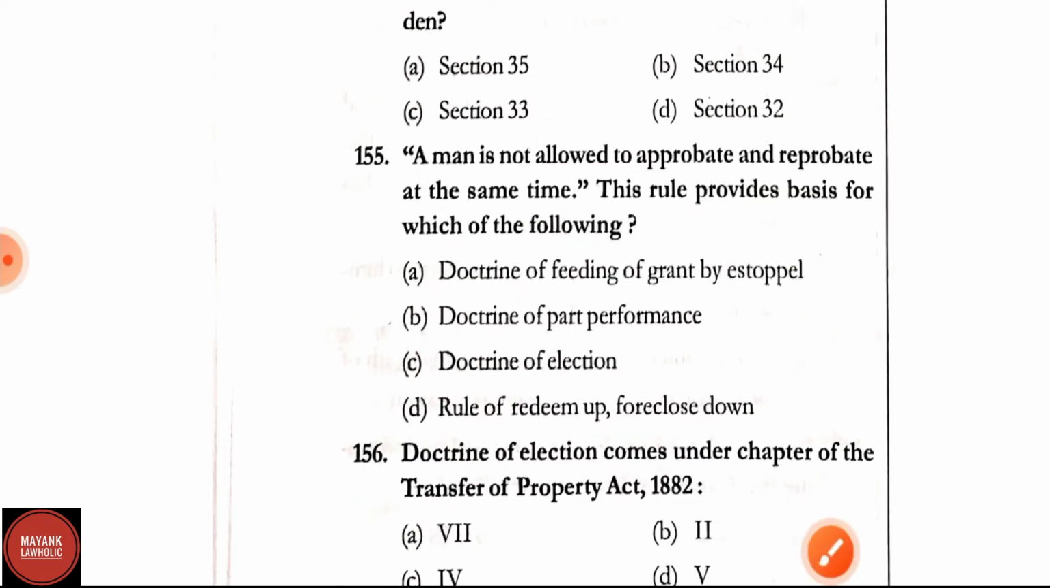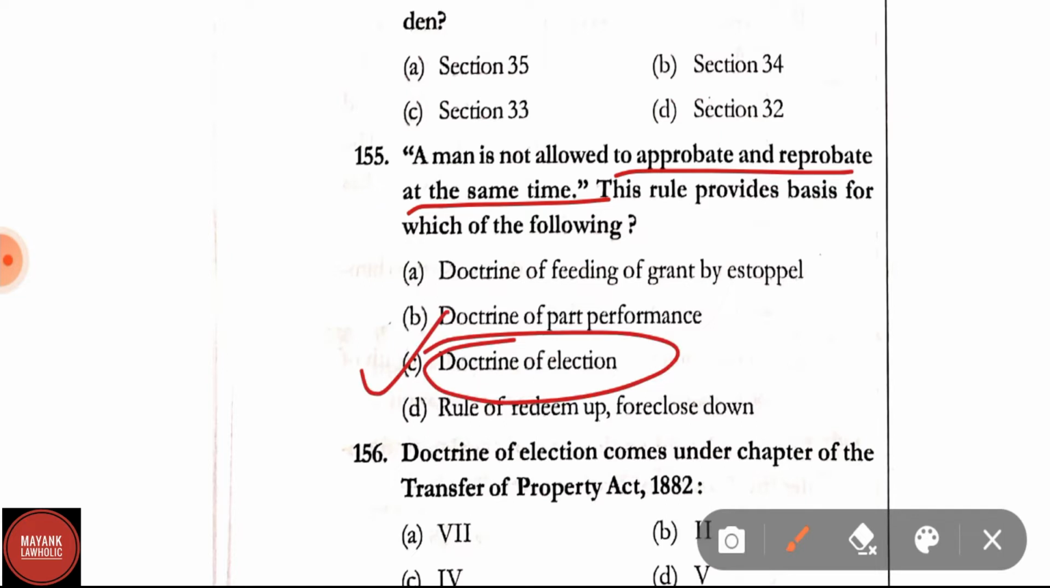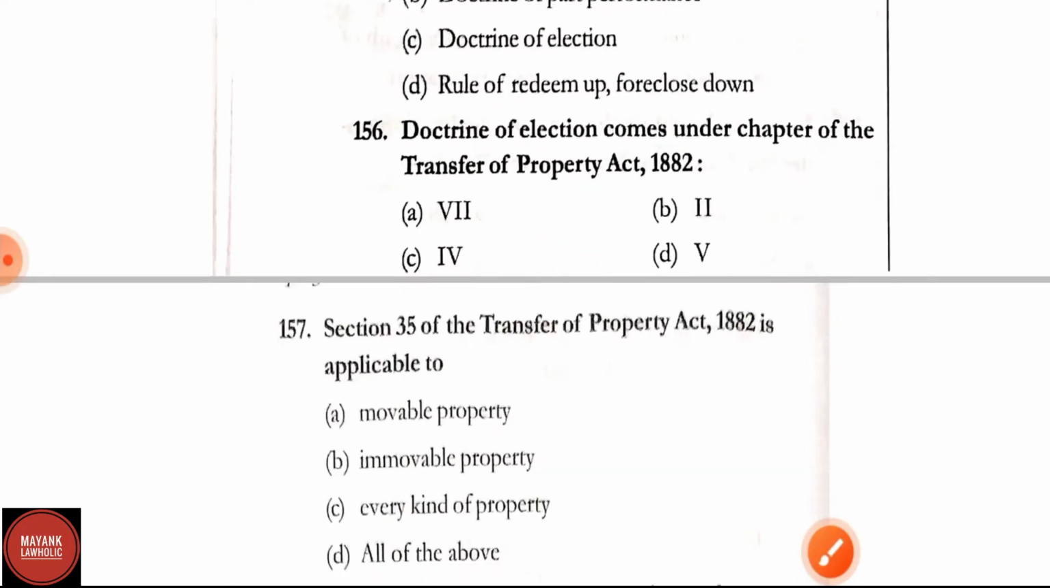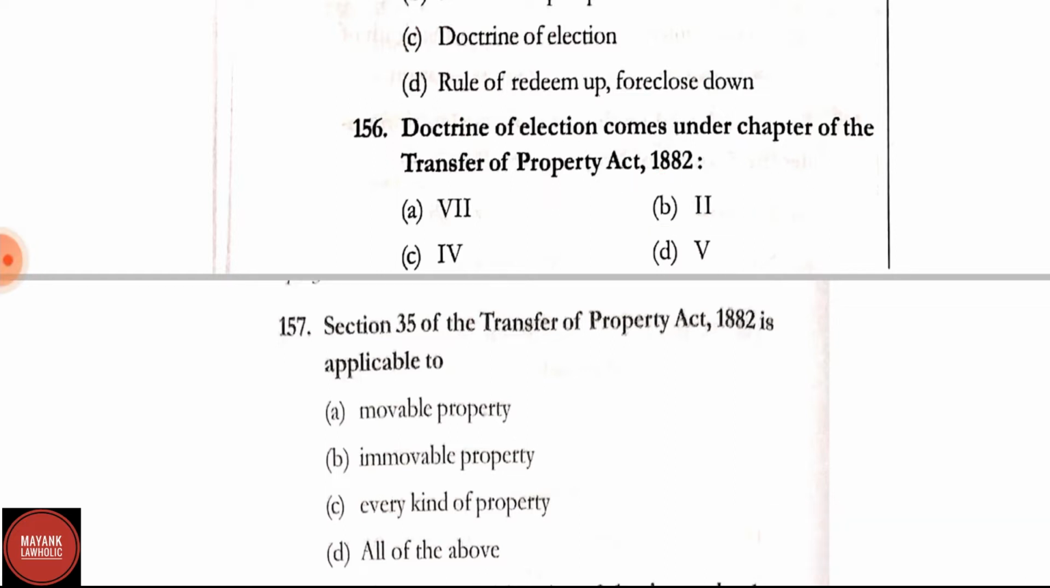Question number 155. A man is not allowed to approbate and reprobate at the same time. This rule provides basis for which of the following? Doctrine of feeding of grant by estoppel, doctrine of part performance, doctrine of election, rule of redeem of foreclosure down. Here correct answer is option C, that is doctrine of election. Question number 156. Doctrine of election comes under the chapter of TPA. 7th, 2nd, 4th, 5th. Correct answer is option B, that is 2nd.